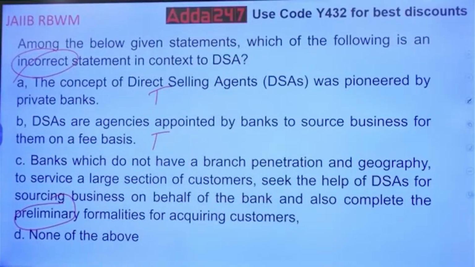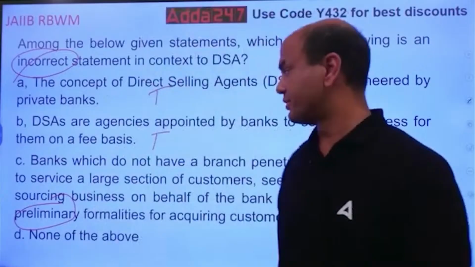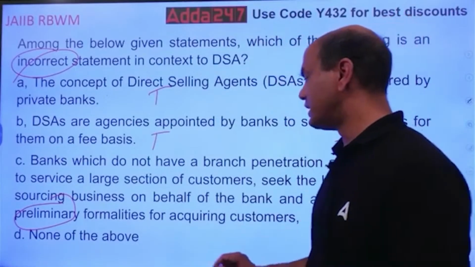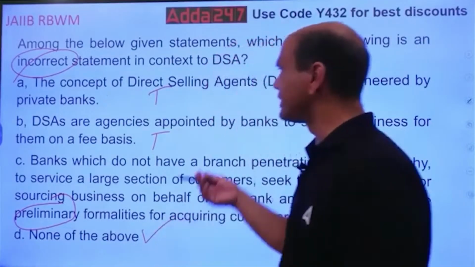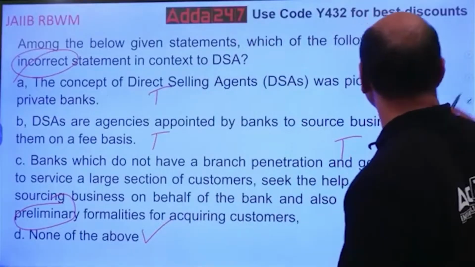Ultimately, what will happen? Your bank's name will be spoiled. You'll have a reputation risk. Right? So that is also to be checked. So this is also true. What is false then? D, none of the above. Everything is true. Which is incorrect? None of them is incorrect. Okay?